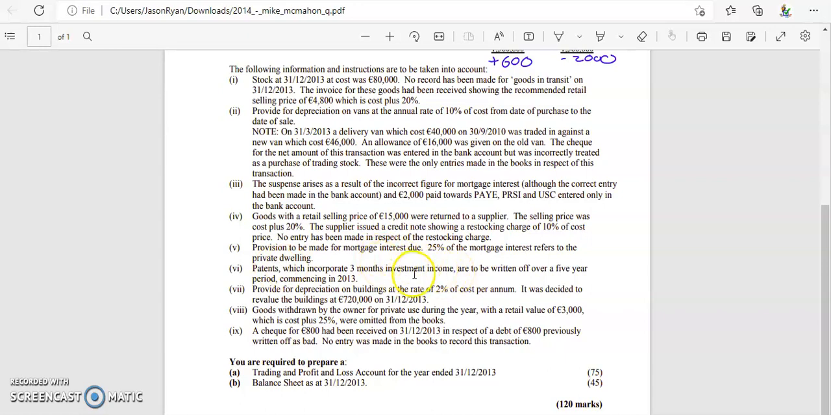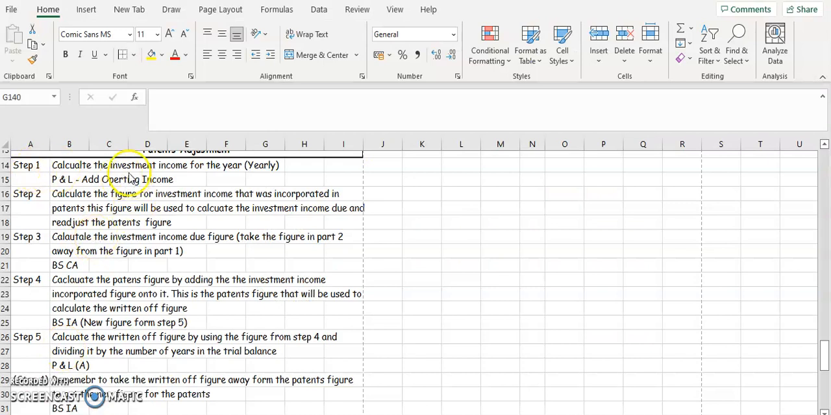So we have to find out how much our investment income is for the year. Then we need to calculate the 3 months investment income that we have received and calculate our investment income due. Then we need to calculate our new patents figure by taking that 3 months investment income out of our patents by adding it back on, and I'll explain that in a second. And then we need to calculate how much is to be written off of our patents and recalculate our new patents figure.